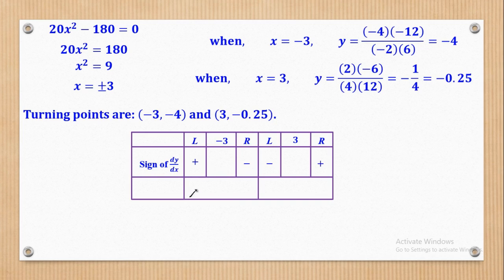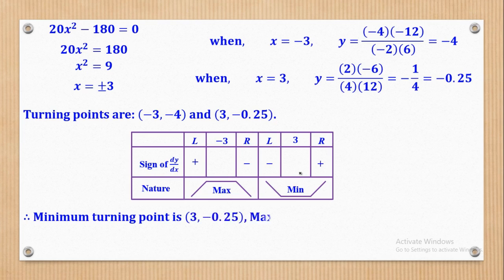Therefore, positive means go upwards, negative means go downwards. Negative means go downwards, positive means go upwards. Therefore, this would be maximum and this would be minimum. So let's write that. Therefore, you shall come and say that the nature for this one is maximum and for this it is minimum. Therefore, I can conclude that the minimum turning point is this and the maximum turning point is that. Now, that was Roman 1.